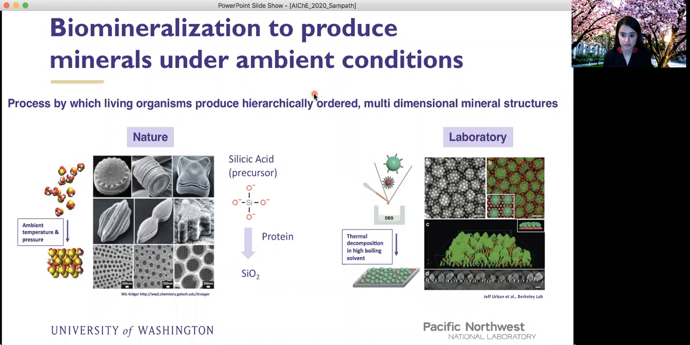A very interesting phenomenon that occurs in nature is that of biomineralization. It's the process by which living organisms produce multidimensional mineral structures and is something that occurs in our bodies with the production of bones and teeth. It's also observed across the animal kingdom. The picture that you see over here are these exquisite hierarchical silica nanostructures made by diatoms under ambient conditions and neutral pH using an orthosilicate precursor.